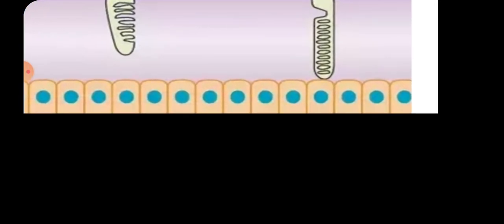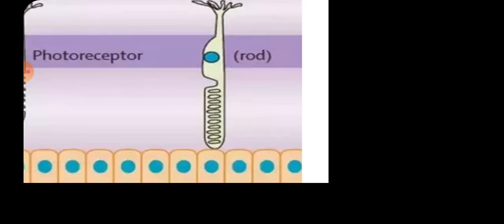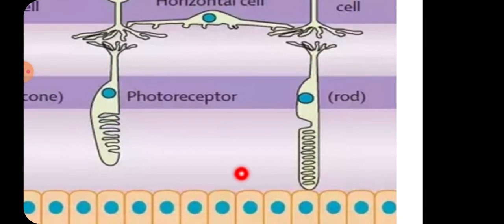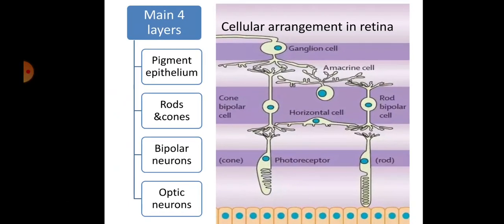This is the last layer, the pigment epithelial layer. This is the pigment epithelium, and the cells are here. This is the cellular layer. So the first one is the pigment epithelium. After that the rods and cones; this is the cone, this is the rod. After that bipolar neurons are arranged here, and after that there is the arrangement of the optic neurons. See, these are the 4 layers.